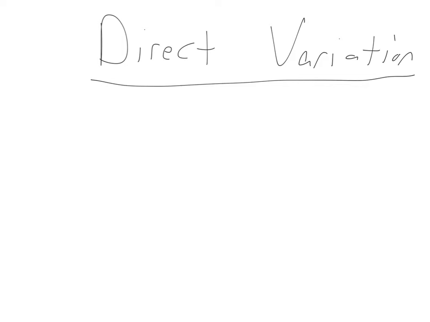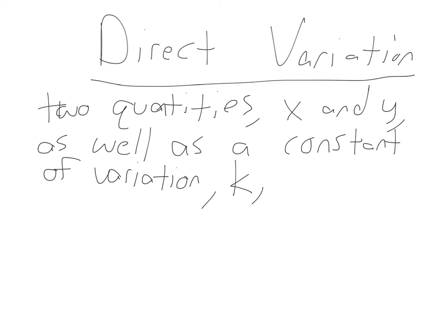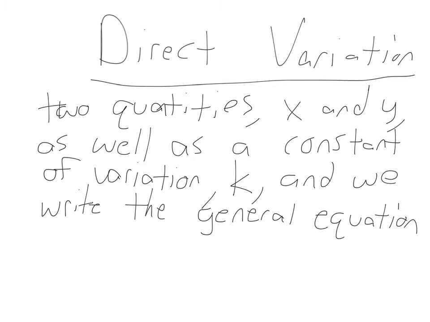Okay, this video is going to go over different types of variation, meaning how quantities will vary in relation to each other. Alright, the first thing we're going to go over is direct variation. In direct variation, you have two quantities, x and y, as well as a constant of variation, we call it k. We write the general equation y equals the constant of variation times the other variable.